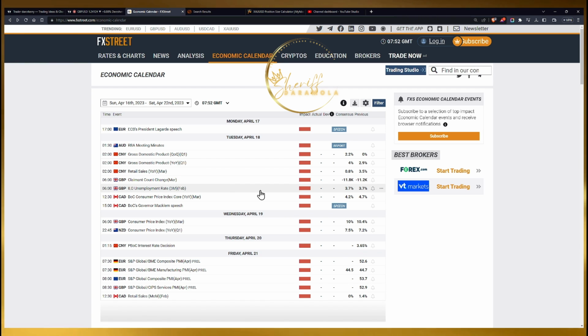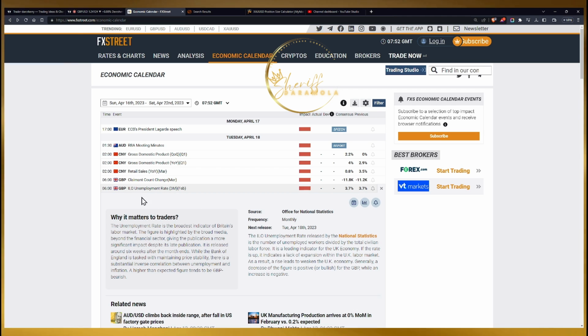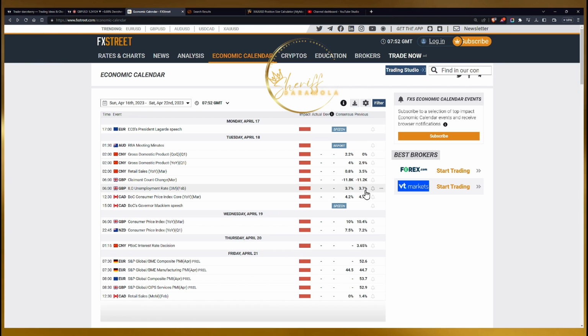Then the other event coming in that same day is the unemployment rate, which is always released by the National Statistics, and it gives us the number of unemployed workers divided by the total civilian labor force. It is a leading indicator for the UK economy, and if the rate is up, it indicates a lack of expansion within the UK. And as you can see, the previous data came in at 3.7%, so consensus is still projecting 3.7% on that one too.